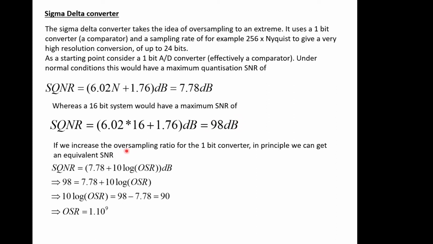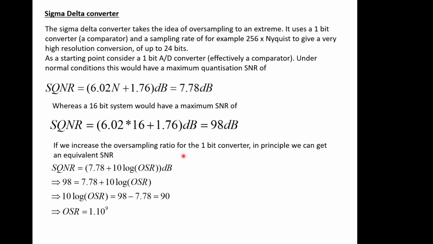But this idea of oversampling becomes interesting then, because remember, if we increase the oversampling ratio, we could improve the signal to noise ratio of our system. And we had this conversion factor of 10 log OSR in there. So assuming we can get an oversampling ratio, we can modify this equation to give us this, and then we can work out what oversampling ratio we would need to give us the equivalent of a 16-bit A to D converter quantization noise ratio. And if we do that, it comes out to be a stupidly large number. If we could oversample by a factor of 1 times 10 to the 9, in principle we can get a signal to quantization noise ratio which is comparable to a 16-bit system.